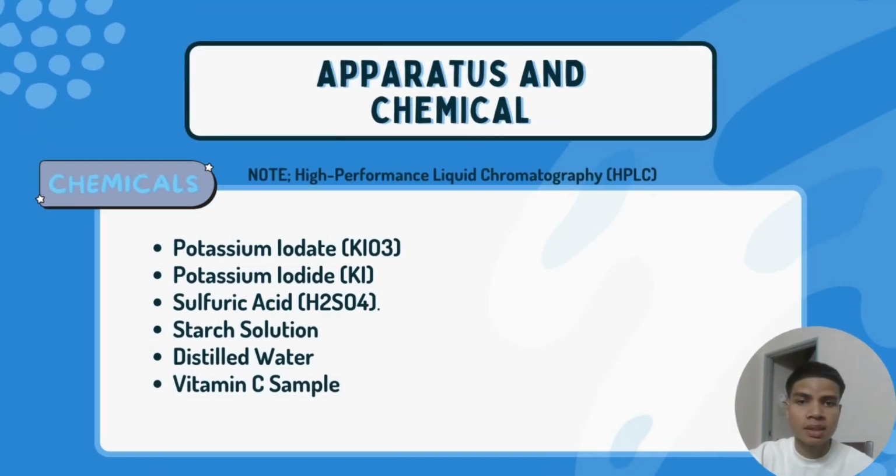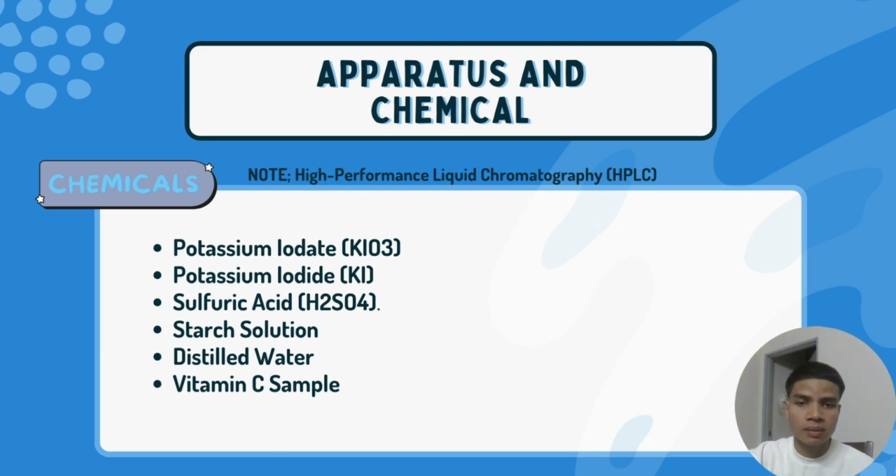Now we're going to see the chemicals that we will use in this experiment, starting with potassium iodate, KIO3, which is the primary standard for preparing the standard iodine solution. The second chemical is potassium iodide, which is KI.